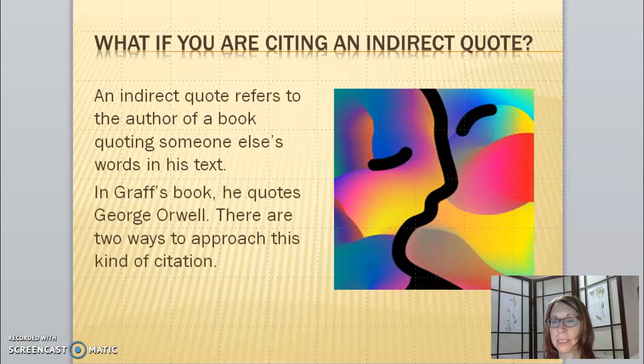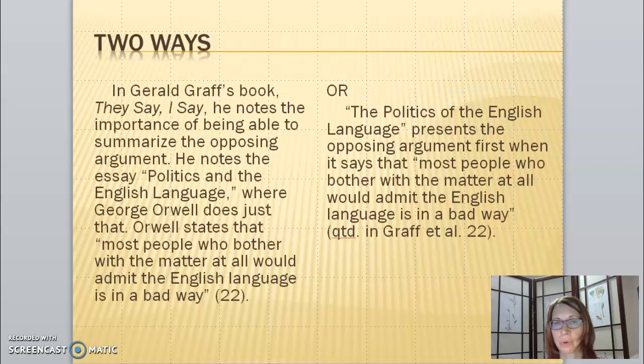Now, what if you're citing an indirect quote? This is when an author who wrote a book is citing somebody else's quote within his work. In Graf's book, he quotes George Orwell. So there's a couple ways you can do this correctly. You could note the information beforehand. Talk about Gerald Graf's book, that he's quoting Orwell in this article, and in that case you just need the page number.